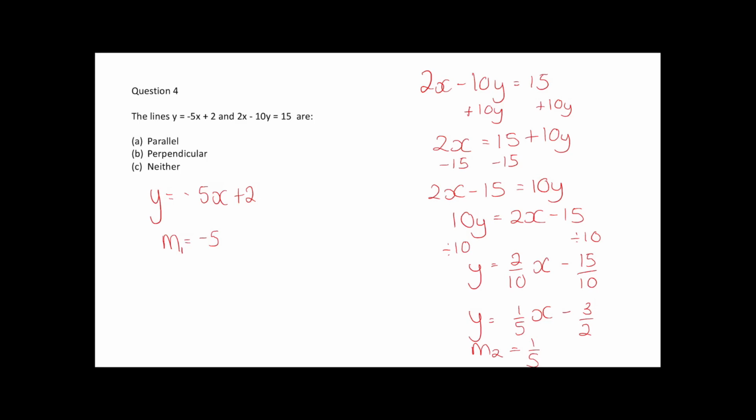They're not parallel. If they were parallel, they would have to be the same. I'm going to check if they're perpendicular by multiplying together. I've got -5 times 1/5, and that gives me -1. Keeping in mind that m1 times m2, so two gradients multiplied together, if they give us -1, that must mean that they're perpendicular. So for question 4, your answer is B, perpendicular.